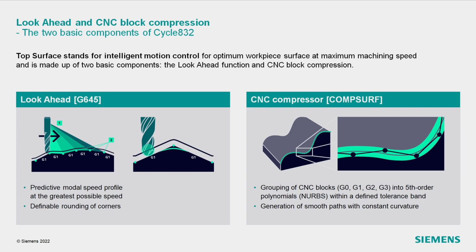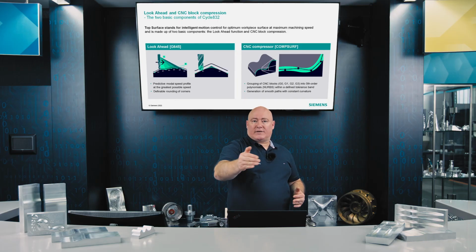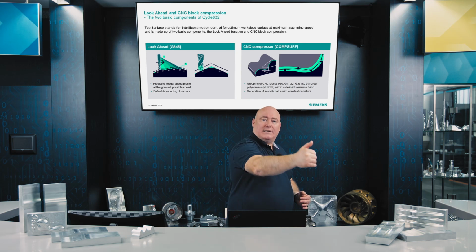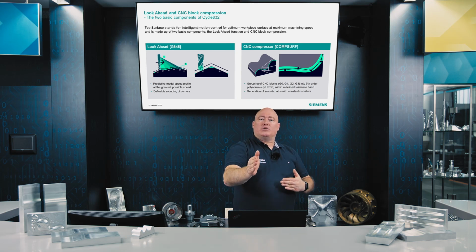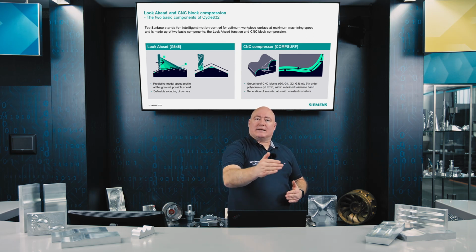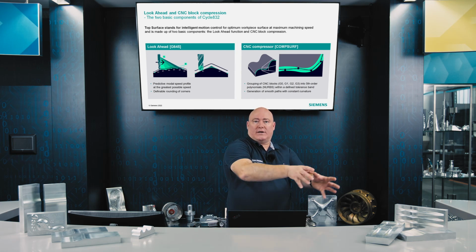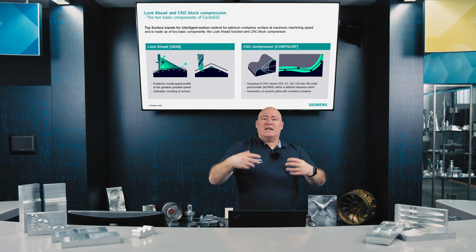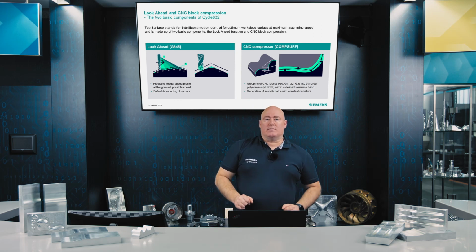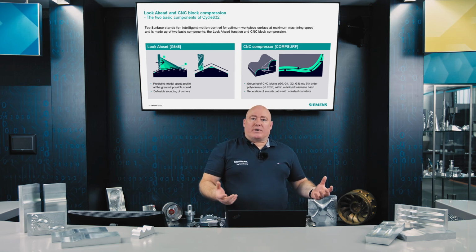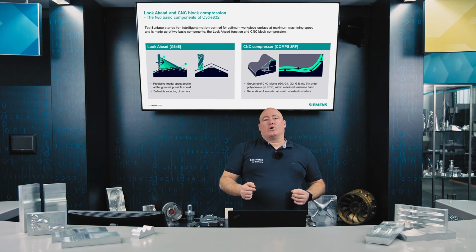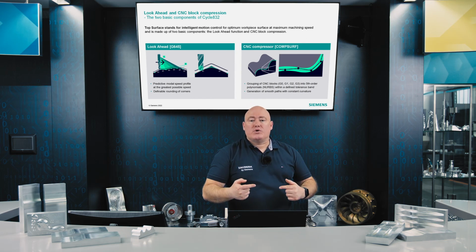You can think of it like driving a car into a curve. You focus on the start of the curve, the top of the curve, and the end of the curve. And here you try to approach and touch these 3 points in such a way that travel is as harmonious as possible. Of course, this happens within milliseconds in the NC, but the principle is pretty much the same. And the CNC compressor combines the blocks, as it were, to produce smooth paths. We call them paths with constant curvature.